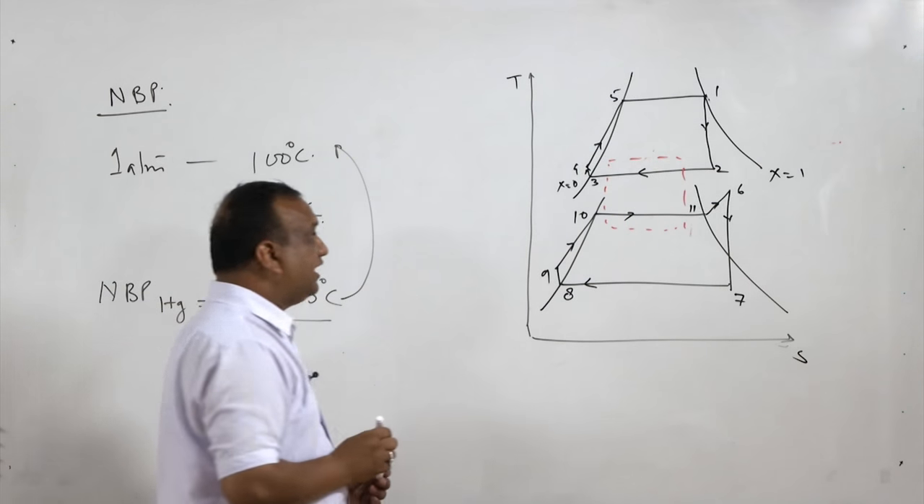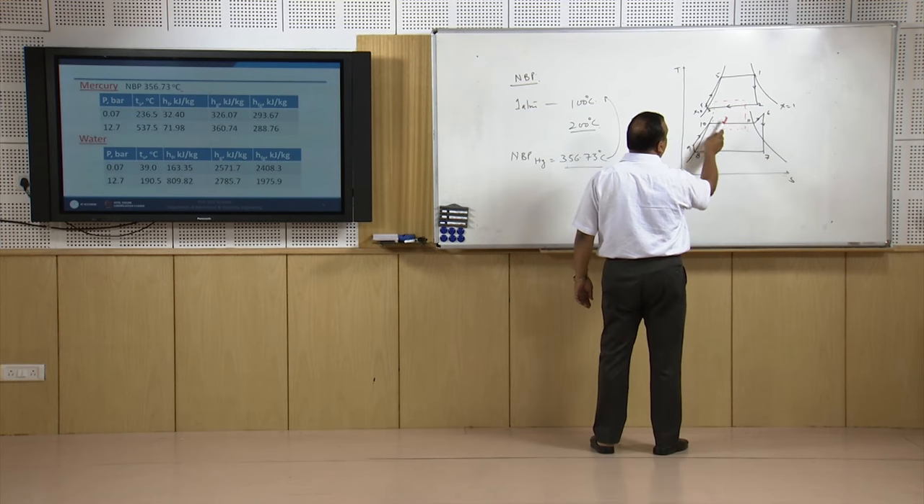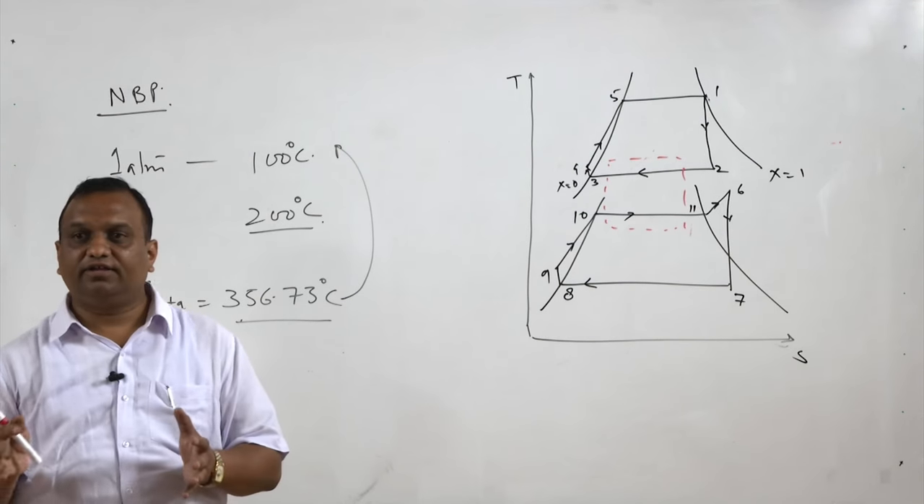So, heat rejected during process 2 to 3 does not get wasted. Whatever heat is rejected, it is taken away by the steam which is flowing in it. So, there is a heat exchanger. The arrangement is like this.